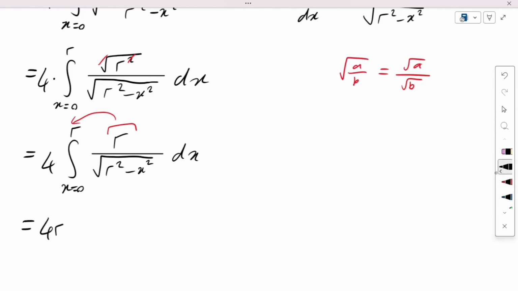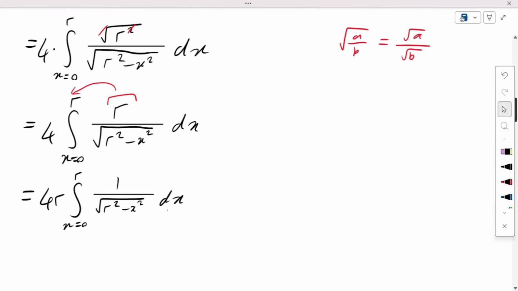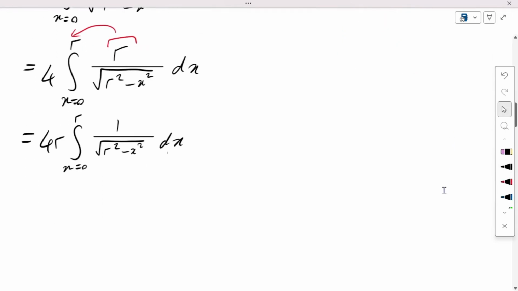So this is equal to 4r multiplied by the integral from x equals 0 until r, and then we're going to have 1 divided by the square root of r squared minus x squared. I think this is the reason why I forgot to put the square root in. So here we can do the trig substitution.